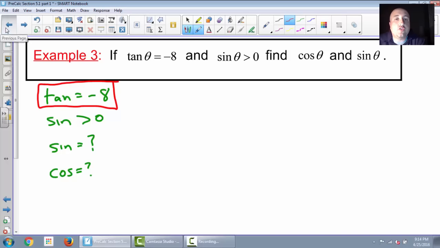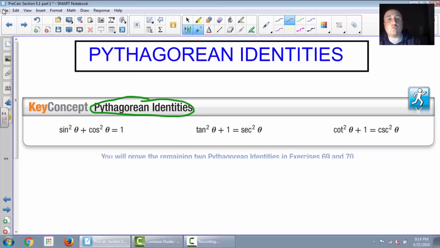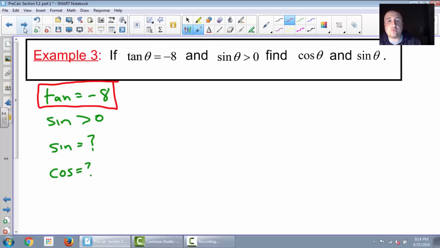If we go back to our Pythagorean identities, which one has tangent in it? This is the only one. So basically we know tangent, so we should be able to find secant, and then we'll use secant to come up with some other trig values. So we're going to use the second one, and I'm going to rewrite it over here.